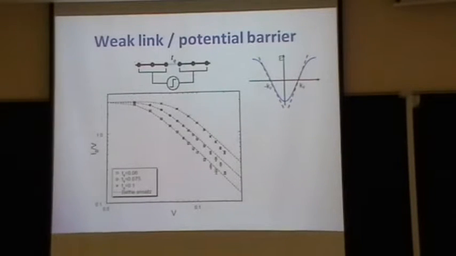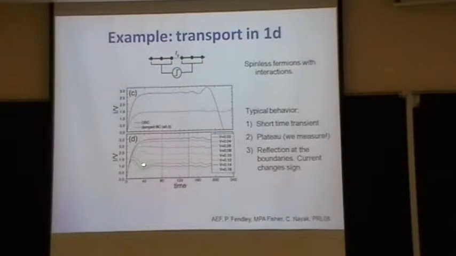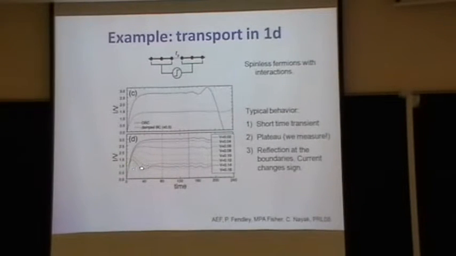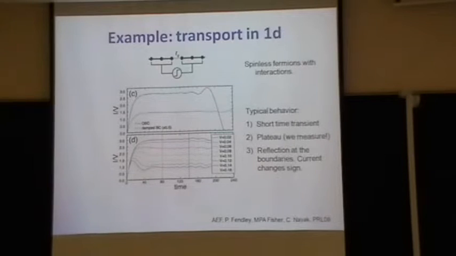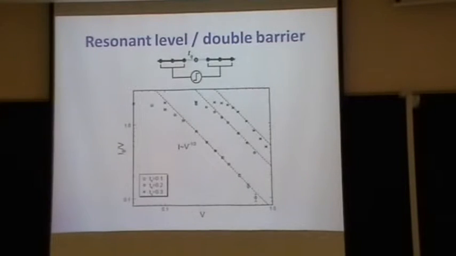So basically, as you see here, maybe not in this example, the transient tends to be shorter as we increase the bias. It's not that obvious.